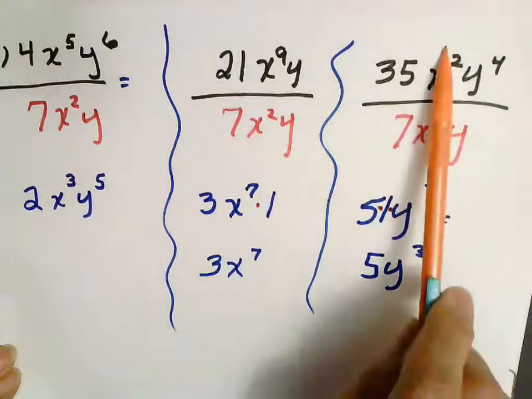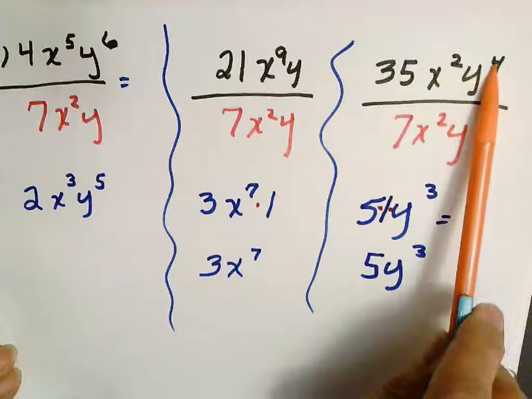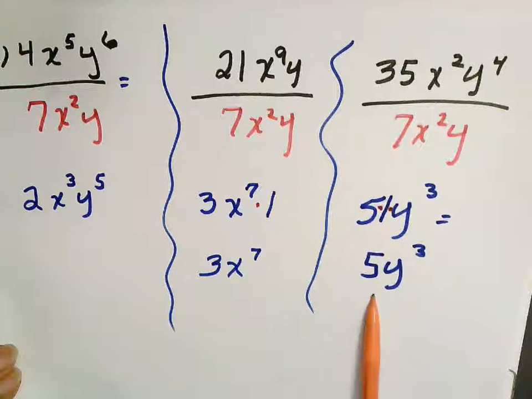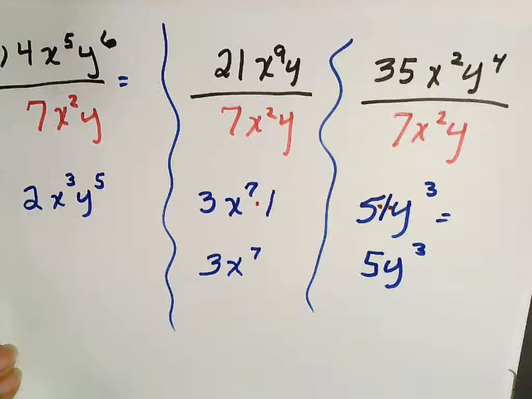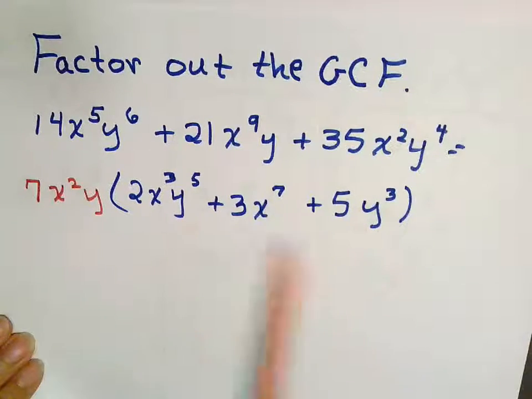7 goes into 35, 5. X squared will go into x squared once, that crosses out, we're left with the 1. Y to the fourth divided by y to the first is y to the third. When we multiply, we get 5y to the third. And that's how we got what was inside of the parentheses here.